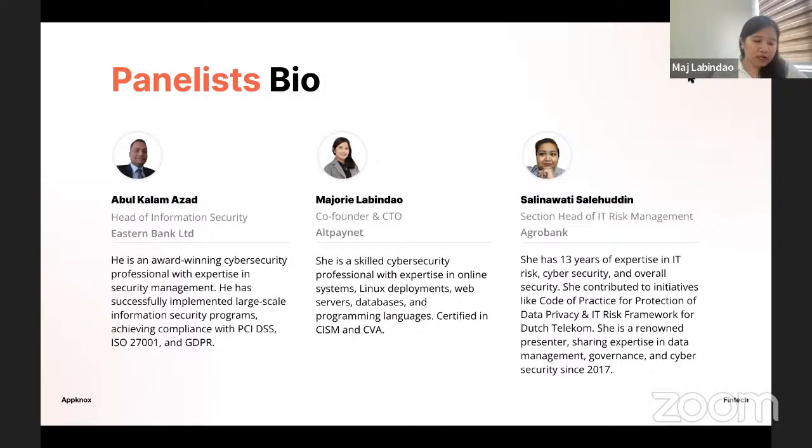AltPayNet has grown its network. We are located in Hong Kong, Philippines, Malta, USA, Malaysia, Australia, and recently the UK. And AltPayNet is a PCI DSS level one certified company. We also have licenses to operate as a payment system operator in the Philippines and Malaysia. And with regards to infrastructure, we are also a select partner for AWS, particularly for the public sector. So that's basically the gist. We founded the company in 2015. And thank you for the invitation at AppNotes.